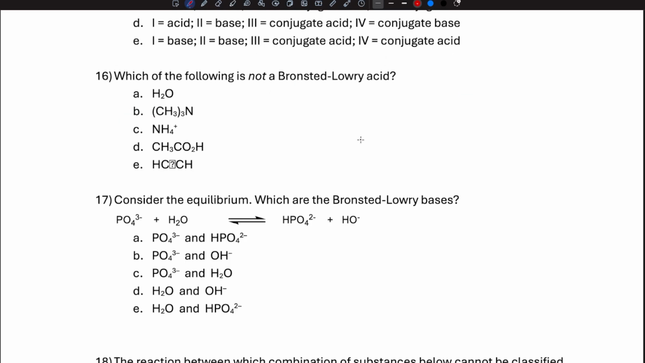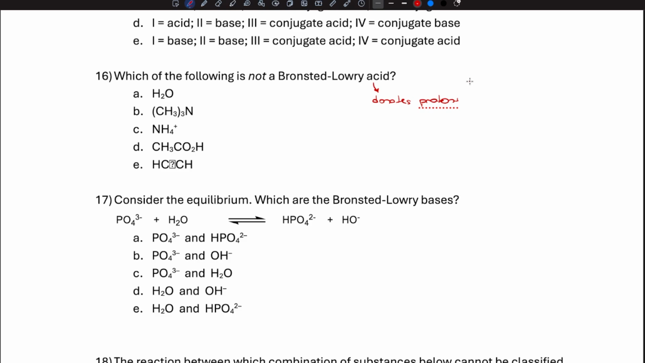Number 16, which of the following is not a Bronsted-Lowry acid? This is very similar to one of the problems we had in the past. Remember that an acid, according to the Bronsted-Lowry definition, is something that donates protons. And so a lot of species in organic chemistry could technically act as Bronsted-Lowry acids as long as they have donatable protons. If they don't have donatable protons, they're not going to be Bronsted-Lowry acids.